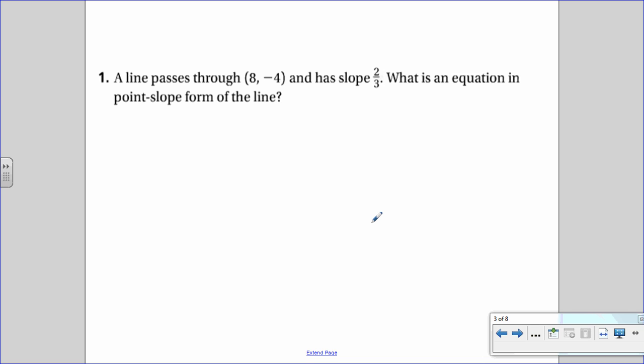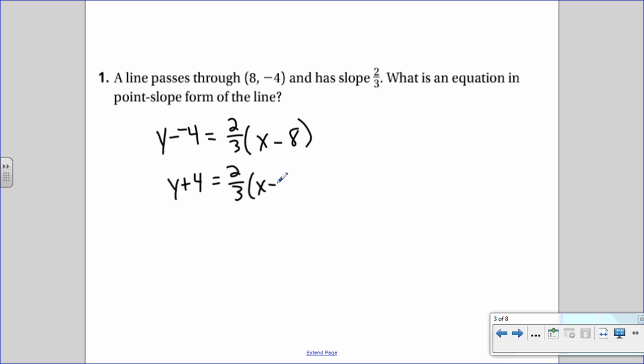Again, a line passes through (8, -4). It has a slope of 2/3. Write an equation in point-slope form. So y minus y1, so that's y minus -4. The slope, which is m, is 2/3. Times x minus x1, which is 8. Clean this up a little bit. This becomes y plus 4 equals 2/3 times (x minus 8), and that is our equation.